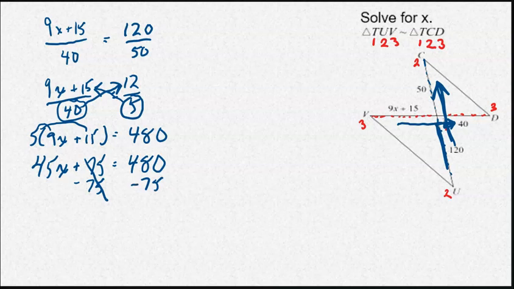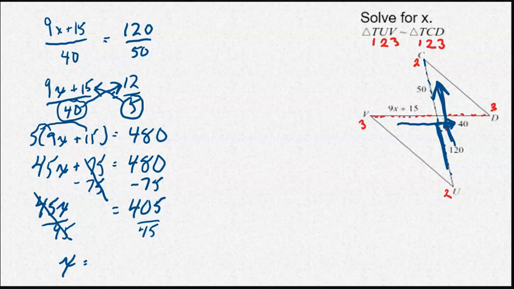Be careful, as I almost just did. Do not lose your signs. It's a very common mistake. 480 minus 75 is 405. And now I'm going to divide by 45. And let's see what x equals. And x equals 9. Okay, let's take a look at the next example.